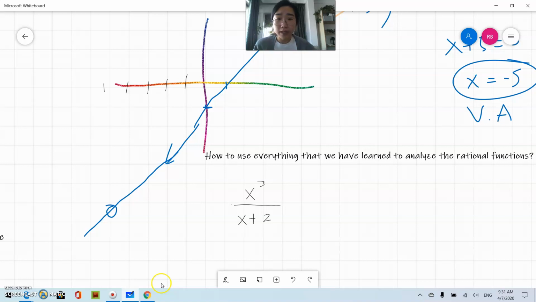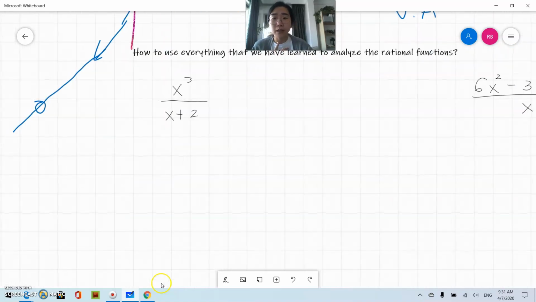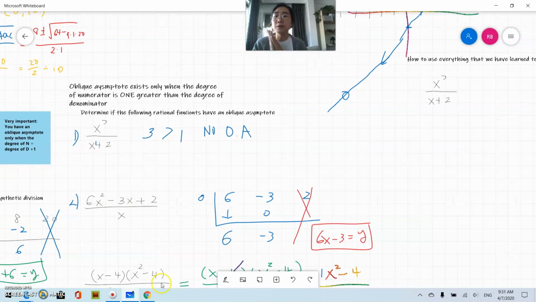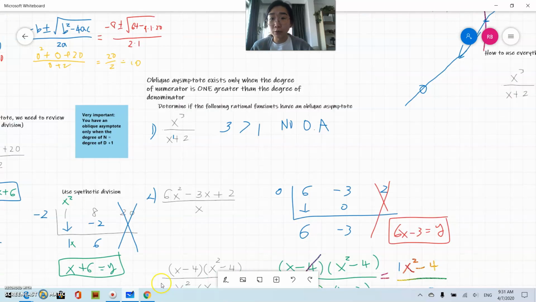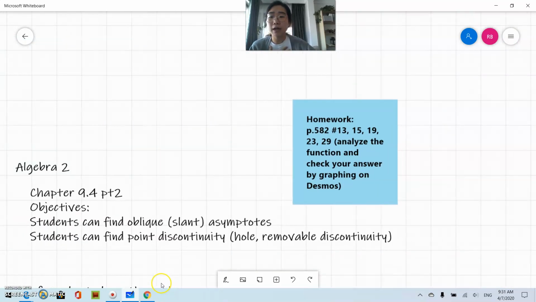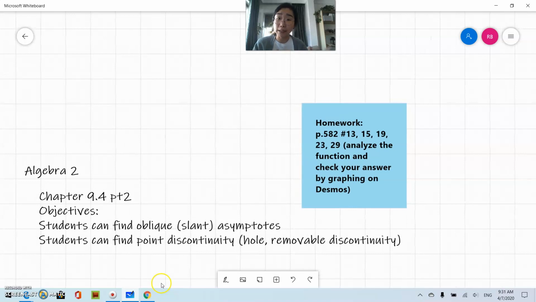I only have 30 seconds, so I'm going to go over these examples in the next lesson. If you could understand the oblique asymptote and how to find it, then that's great. And try to apply what we learned about point discontinuity just a little bit. So basically, if you cancel, whatever got canceled is your point discontinuity. But I will do more practice tomorrow. And so, yeah, good luck.